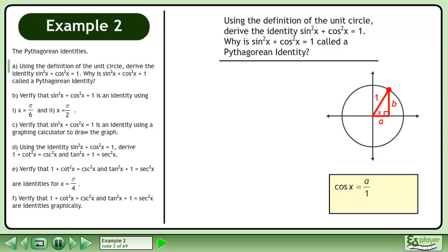Cos x equals a over 1. This becomes a equals cos x. Sin x equals b over 1. This becomes b equals sin x.